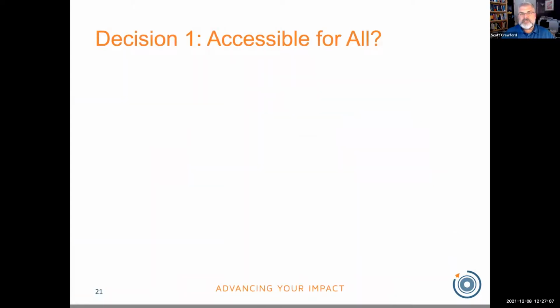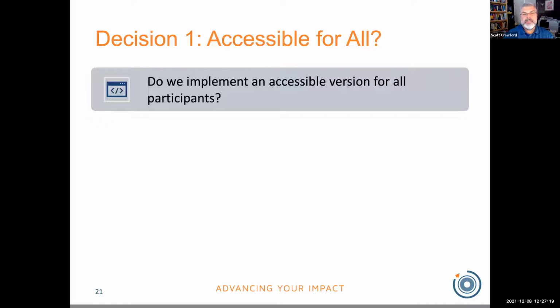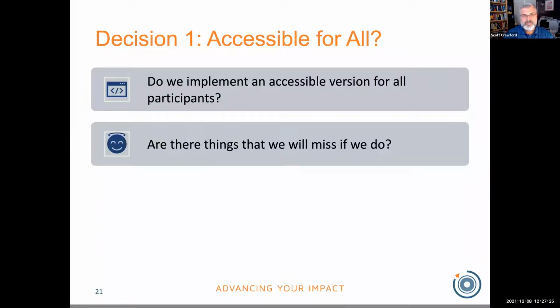So the first decision we had to make was, okay, do we make this survey accessible to all just from the start, where no part of the design is inaccessible? Or do we have to have some sort of a branching or decision point? And that seems like it might be an obvious question, but with some of the limitations that we had to deal with, we weren't quite sure. It wasn't really an obvious decision.